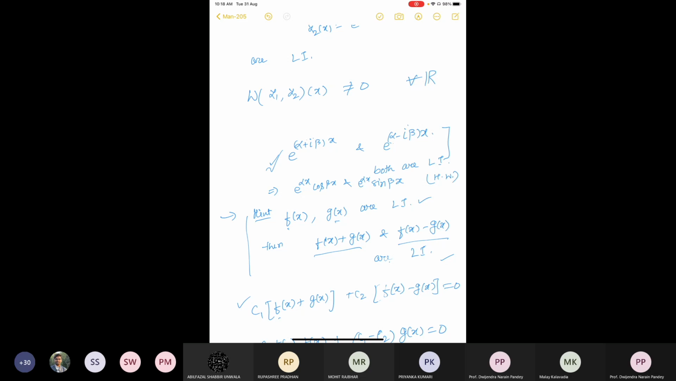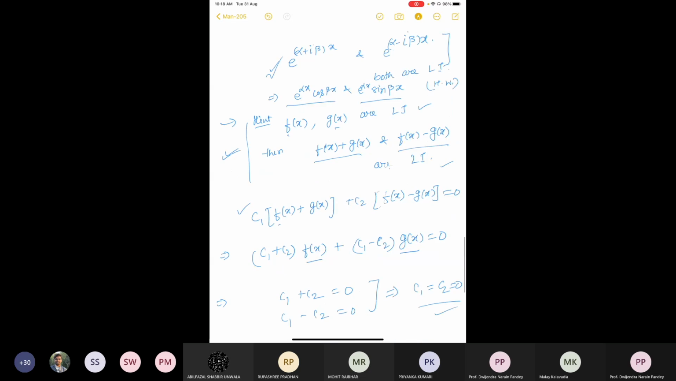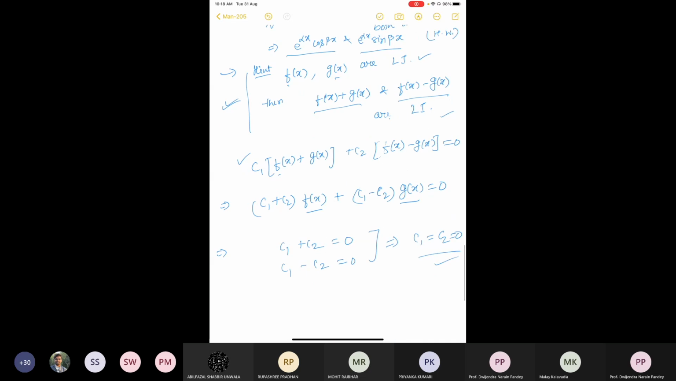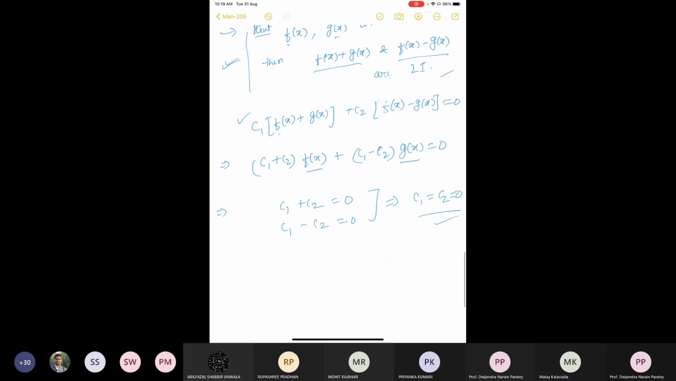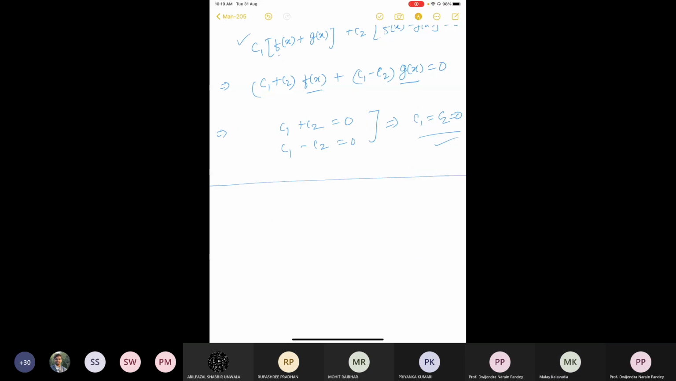This we already know. So from this, we want to prove that e to power alpha x cos beta x and e to power alpha x sin beta x are also linearly independent. So I'm giving you this as homework. Can you do this? The hint is already given. So I hope that you can do it. If you're getting some kind of problem, we'll discuss in the next class. Is it okay? So can I leave it here? Yes, sir. Okay.